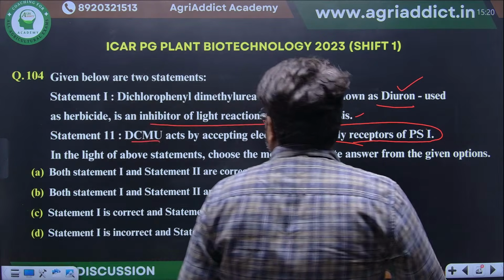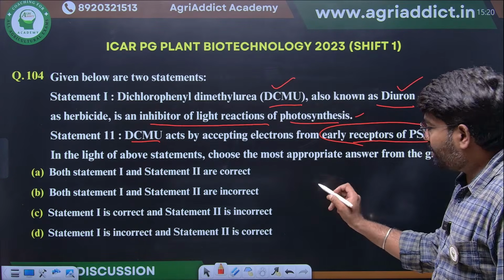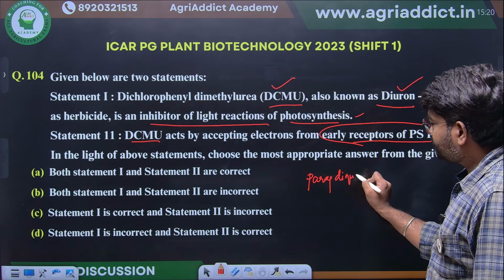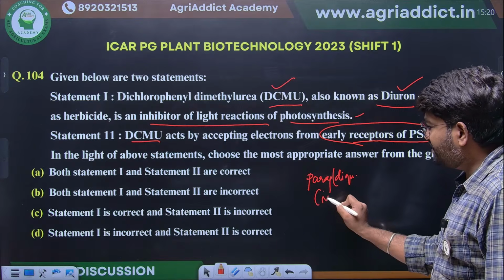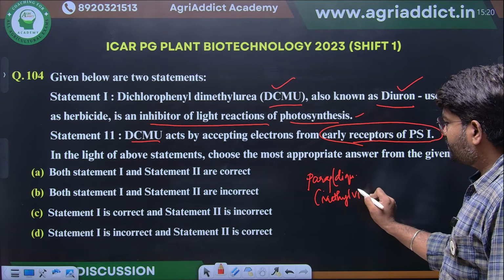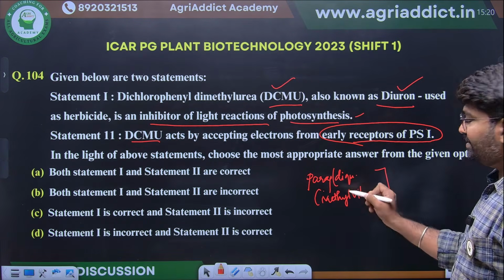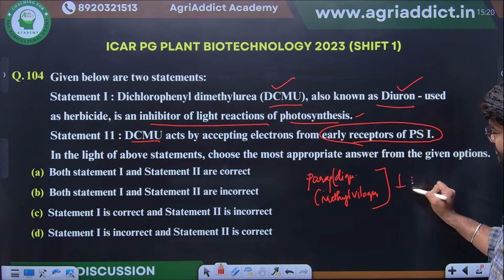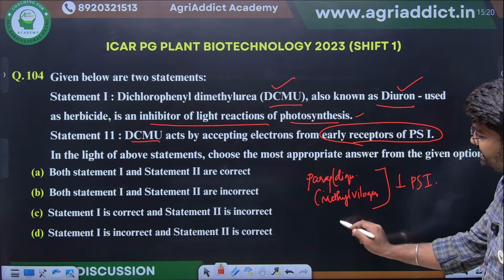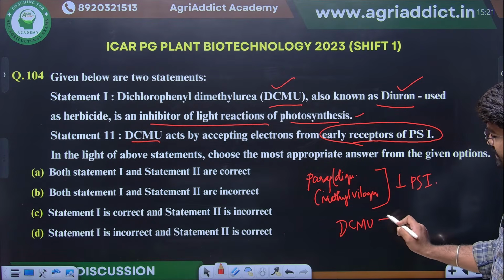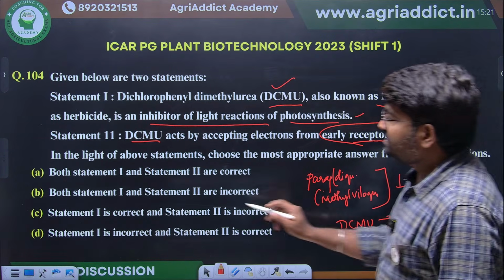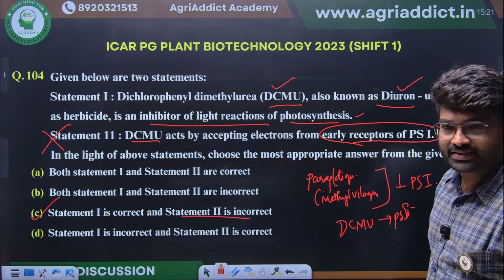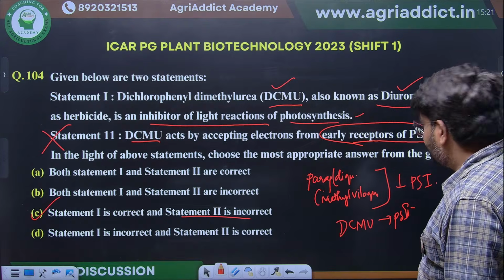What will be the answer? I already told you paraquat, diquat. This paraquat is also known as methyl viologen. These are the typical herbicides. They will inhibit PS1. DCMU acts on PS2, so this is a wrong statement. So the right thing is what? Statement 1 is correct and statement 2 is incorrect. Yes, option 3 is right.